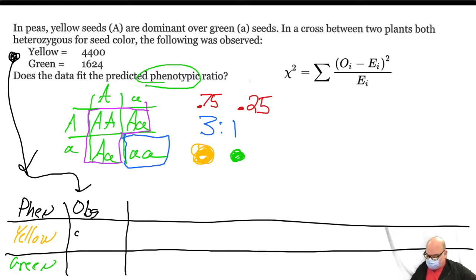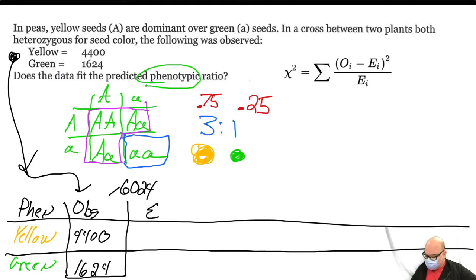We had 4,400 yellow and 1,624 green. Okay, so that's what we observed, but what's the expected? When I add these two numbers together right here, that's going to give me my total. So the sum of those two numbers is 6,024. So that's my total.